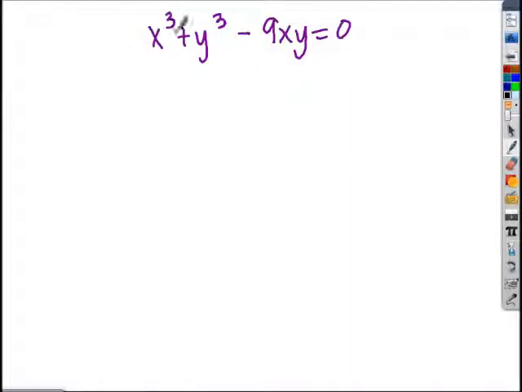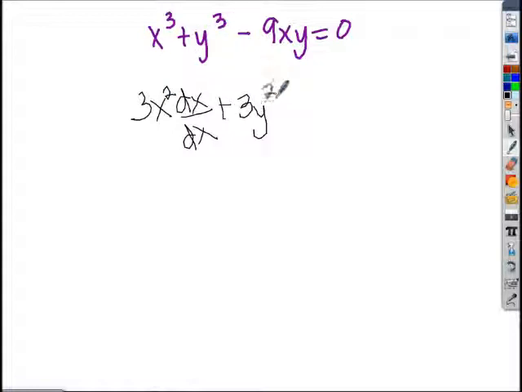What I do is I go ahead and take the derivative of each variable, but I have to remember my differentials. In other words, the derivative of x cubed is 3x squared, and that's the derivative of x with respect to x, so dx over dx. And then y cubed would be 3y squared, but I just took the derivative of y with respect to x, so I have to include my dy over dx.